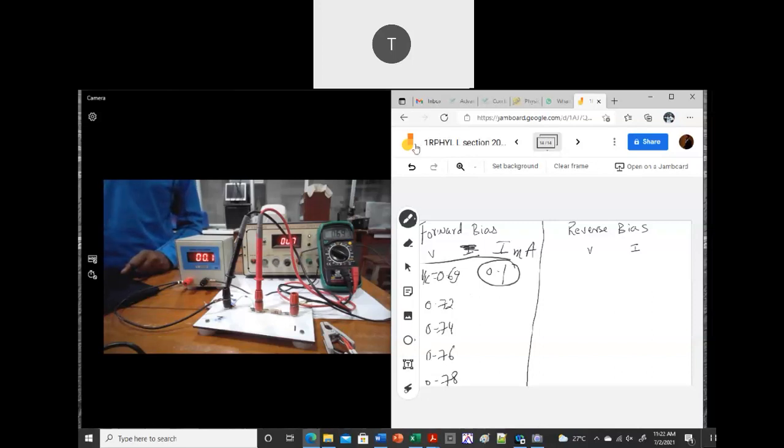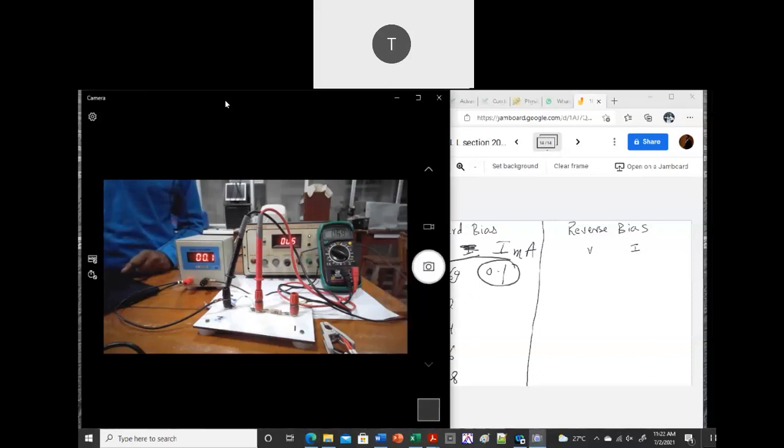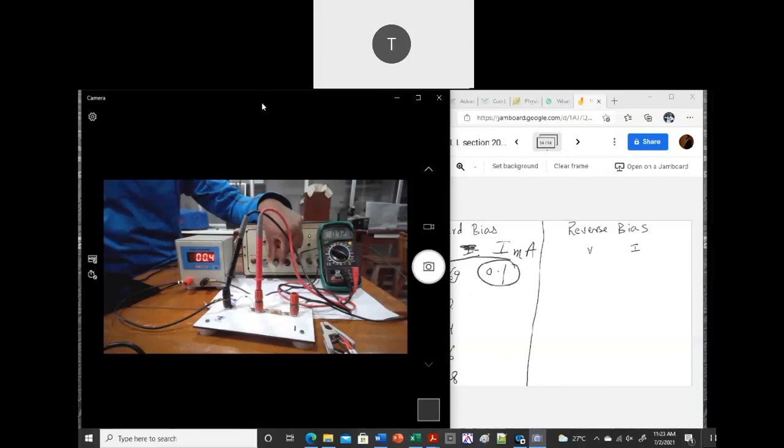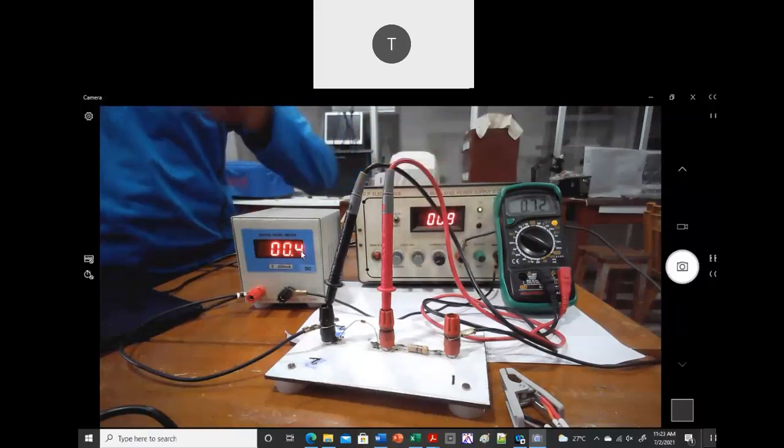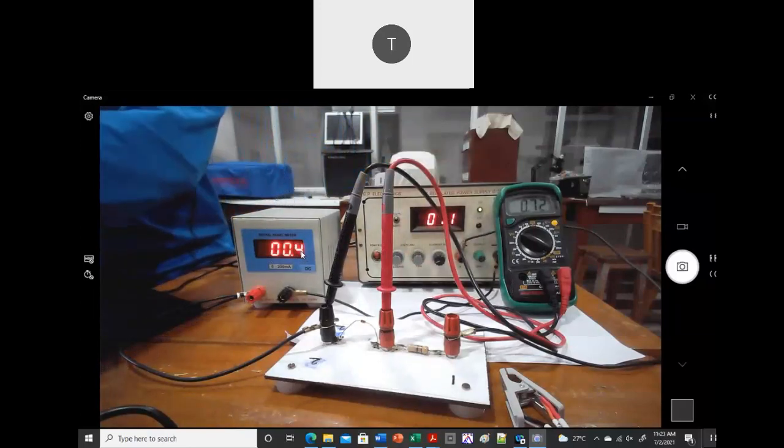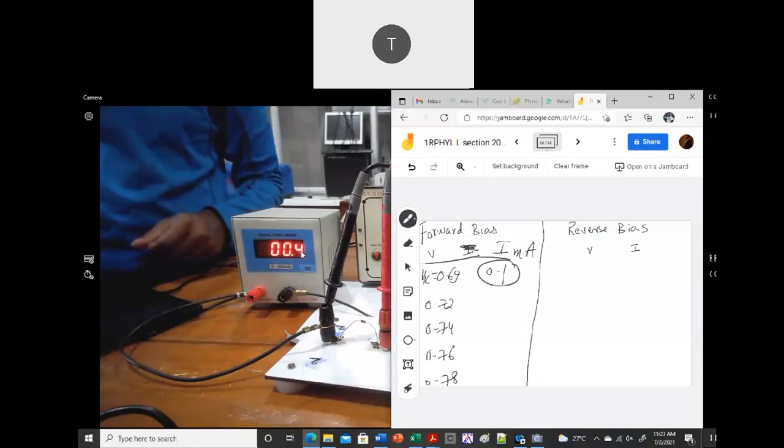So this we will do here. Initially I set 0.1 on your ammeter and I wrote down the voltage. But now I will change the voltage. I will set this to 0.72. You can see this is 0.72. Then I note down the corresponding current. Current is around 0.4, right? So I write this as 0.4.